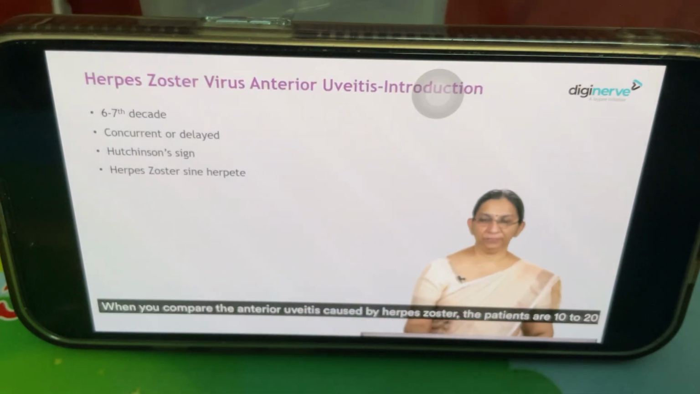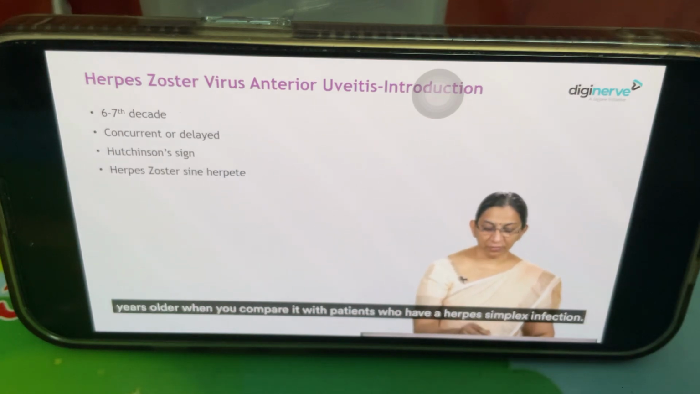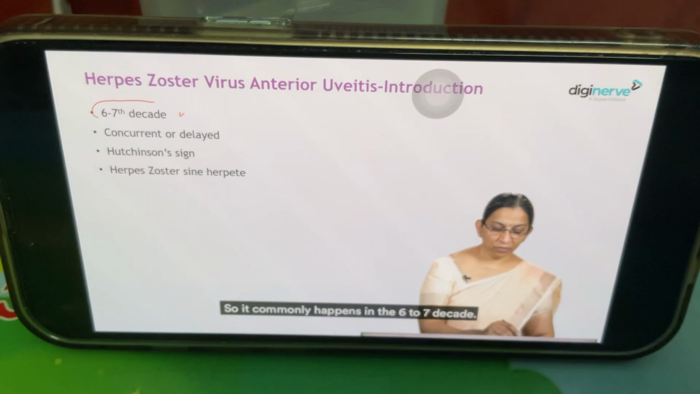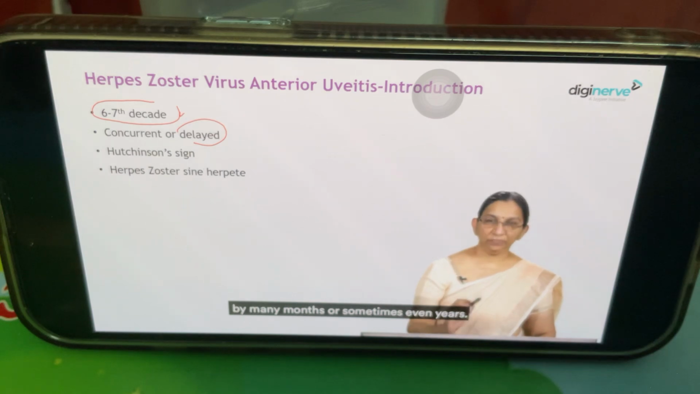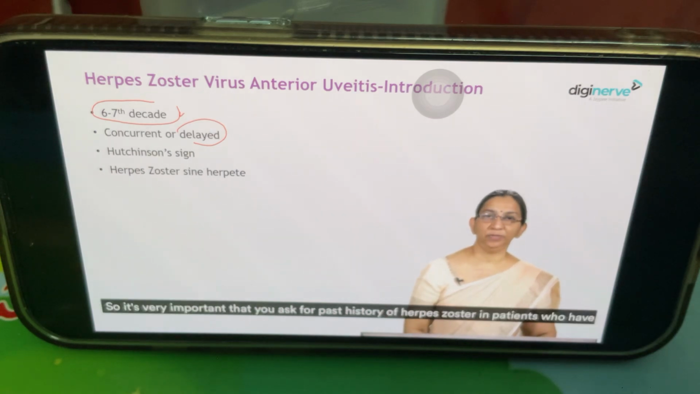When you compare the anterior uveitis caused by herpes zoster, the patients are 10 to 20 years older when compared with patients who have a herpes simplex infection. So it commonly happens in the 6th to 7th decade. The anterior uveitis can happen along with the vesicular eruption, or it may be delayed by many months or sometimes even years. So it's very important that you ask for a past history of herpes zoster in patients who have unilateral recurrent anterior uveitis.